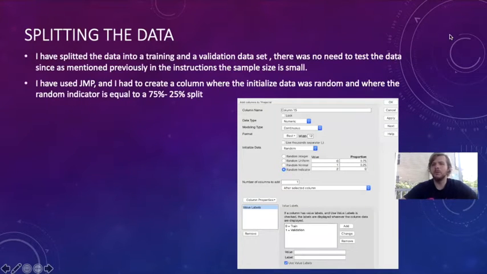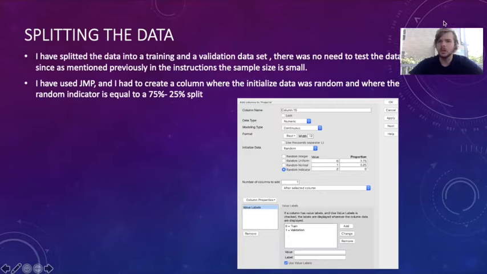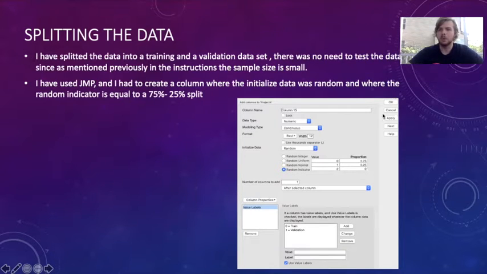Okay, so the first thing that I'm going to be doing in order to start my project is to split the data. So I have split the data into a training and a validation data set. There was no need for a test data set because my sample size is small. I have used JMP in order to split my data, and I had to create a column where the initialized data was random and where the random indicator is equal to a 75% to 25% split. And you can see that here.